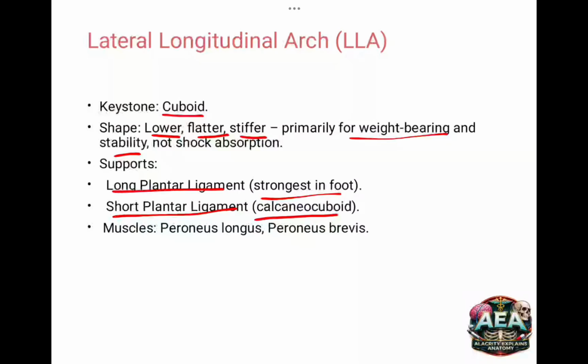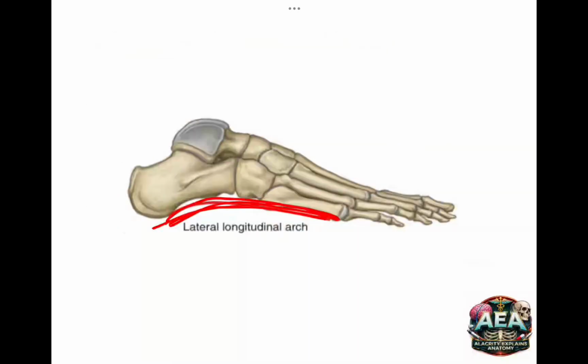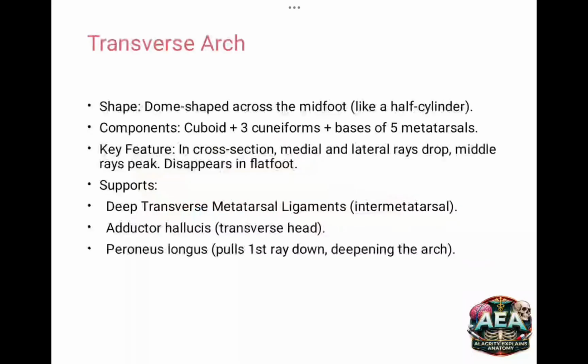We have muscles which provide support. Here we have the peroneus longus and the peroneus brevis. Peroneus longus and peroneus brevis can also be called the fibularis longus and fibularis brevis. Now this is the lateral longitudinal arc. You see the calcaneus, you see the cuboid, and you see the fourth and fifth metatarsals.